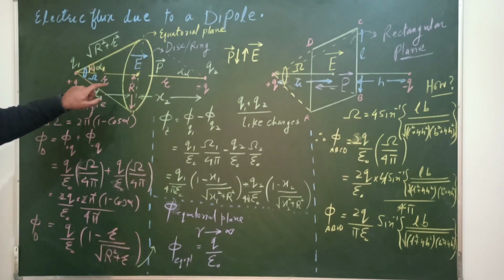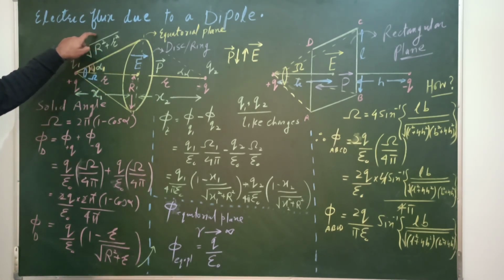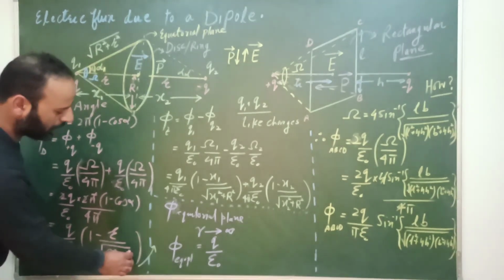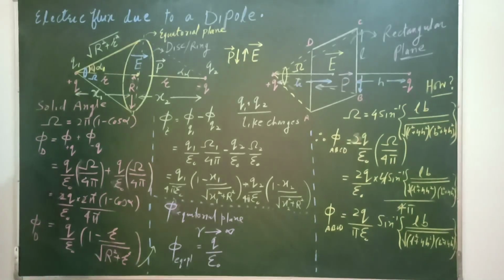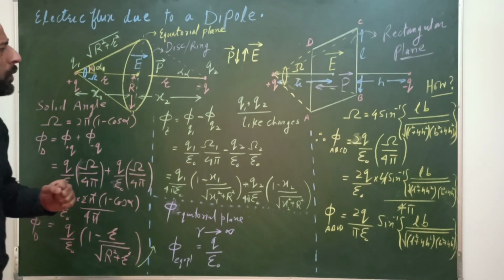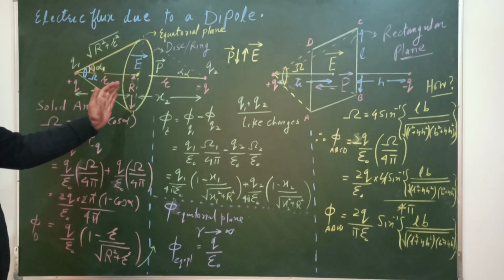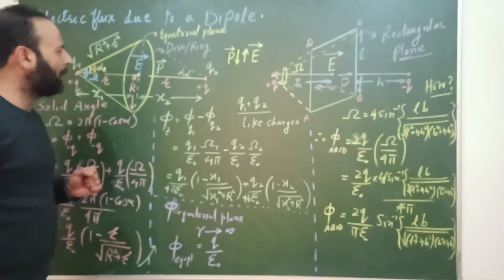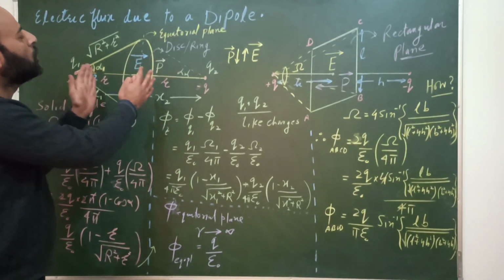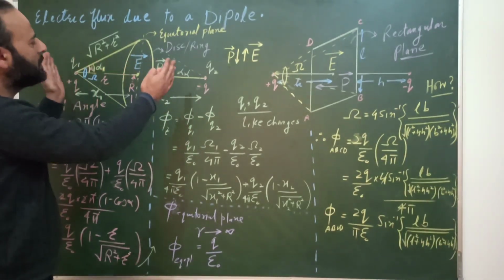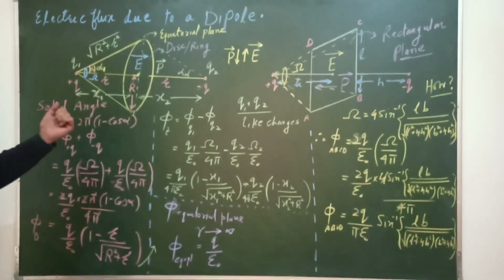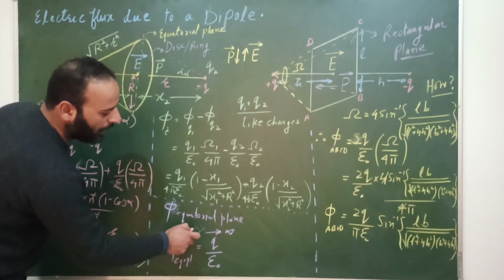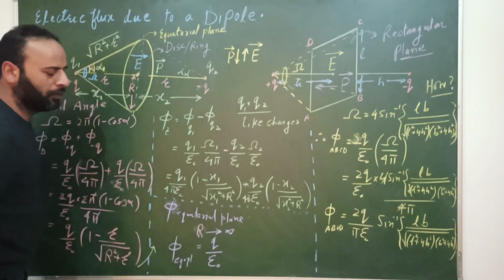Now cos alpha is base divided by hypotenuse, so it is R divided by the square root of R square plus R square, right? Now here the question arises, what is the flux through the whole equatorial plane? So for the whole equatorial plane, I have to extend the disc to infinity. That means the size of the disc should be infinity. That is only possible when R tends to infinity. So I have to take R tends to infinity, right?